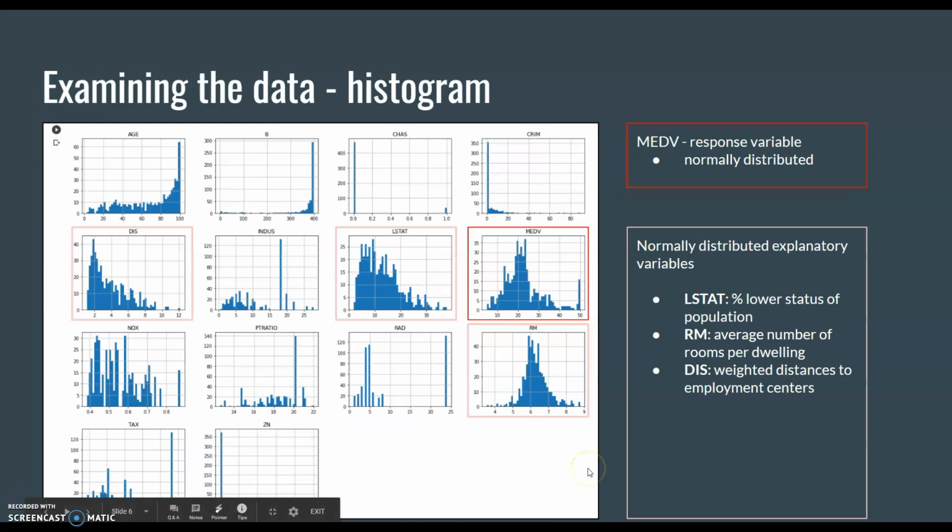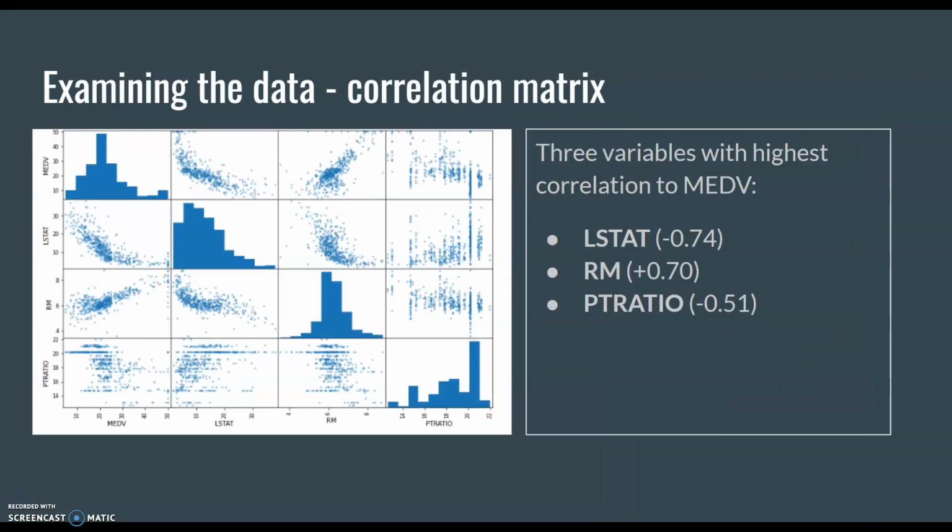Now, moving forward with the histogram of these different variables, the first thing I noticed was the response variable MEDV, which stands for median price of the homes. So that's normally distributed. And then I also highlighted that these three variables, LSTAT, RM, and DIS, were also normally distributed. So I thought those would potentially be most helpful in any machine learning algorithm moving forward.